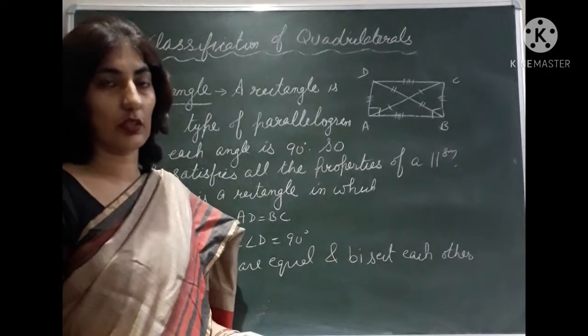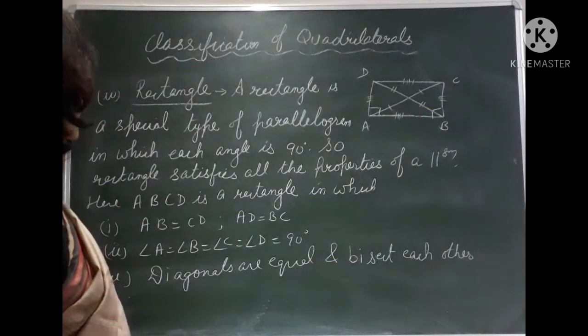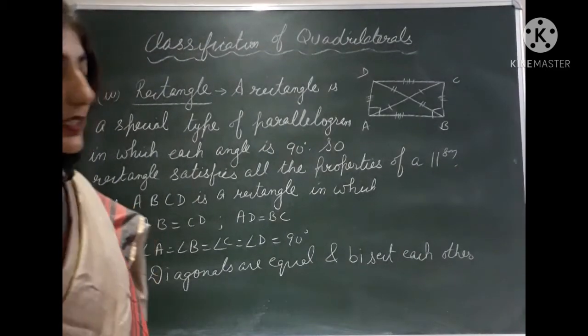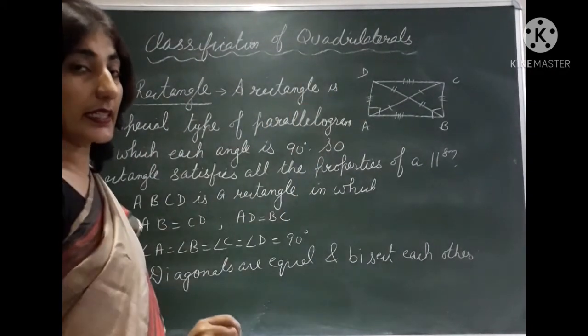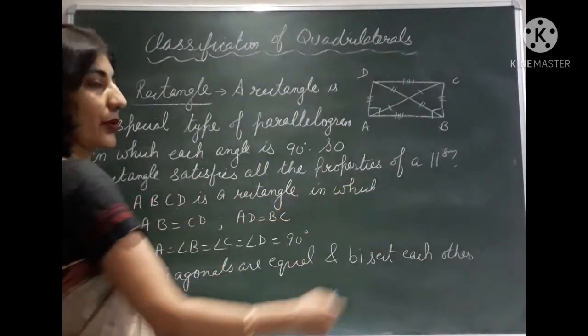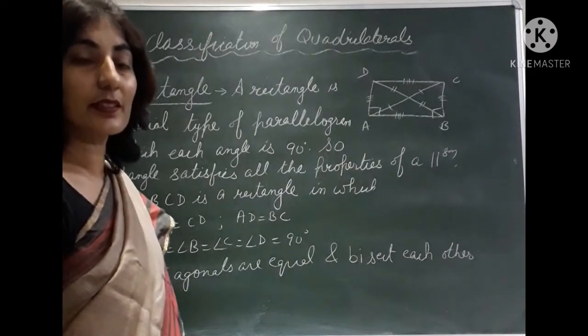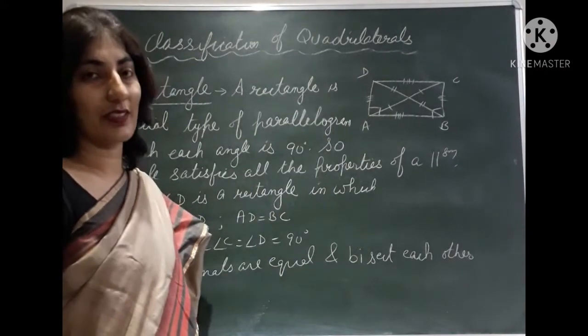So let us just recall those properties of a rectangle. A rectangle is a special type of parallelogram in which each angle is 90 degrees. Here I have drawn a rectangle ABCD. Each angle is 90 degrees. So rectangles satisfy all the properties of a parallelogram. It is a type of parallelogram, so all the properties of a parallelogram it needs to satisfy.